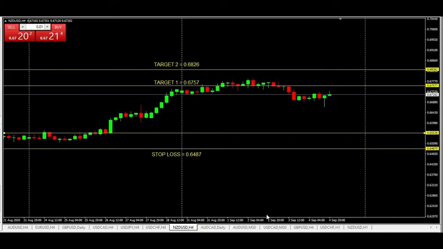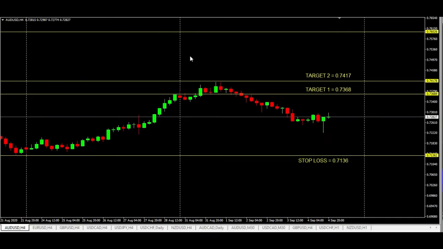Okay, now let's go and see what is for this coming week. Well, here are my forecasts for this week. Here is the Australian dollar against the US dollar chart, 4 hours. So we are expecting the AUD to go up against the US dollar, and we are expecting the target 1 at 0.7368 and target 2 at 0.7417 with the stop loss at 0.7136.